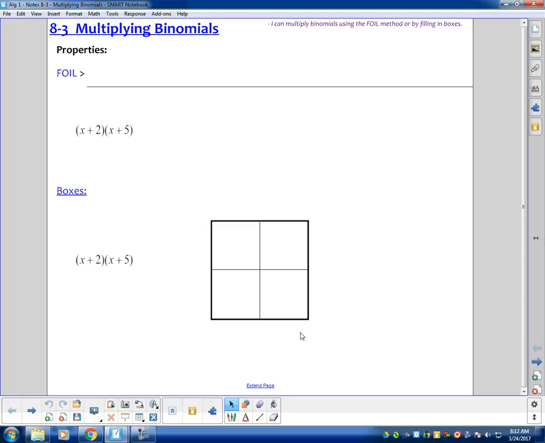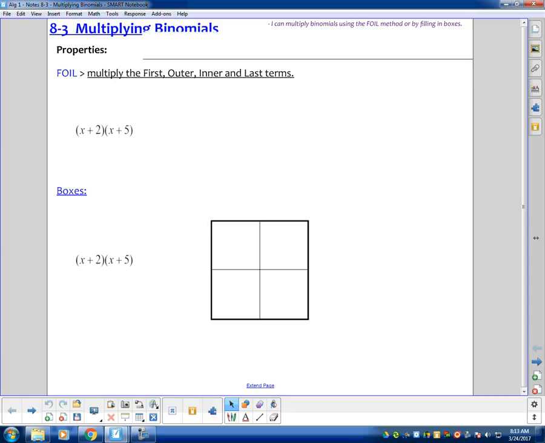If you multiply something with two terms by another polynomial with two terms, you're going to end up with four terms. So for that reason, we have an acronym to help us remember to be sure to multiply all the parts that need to be multiplied. It's called FOIL, which stands for first. In other words, multiply the first terms. Outer. The outer terms are these two guys here. The inner terms, that's these two, and then the last terms.